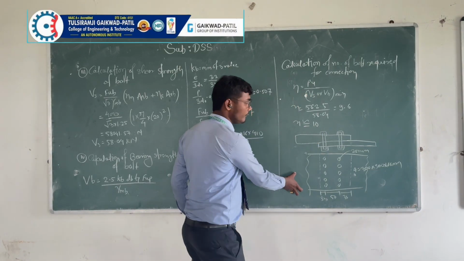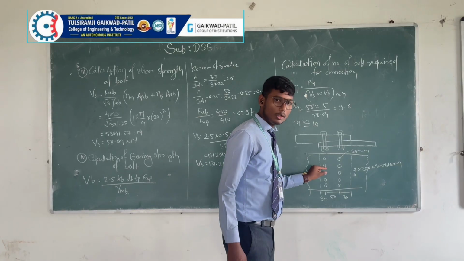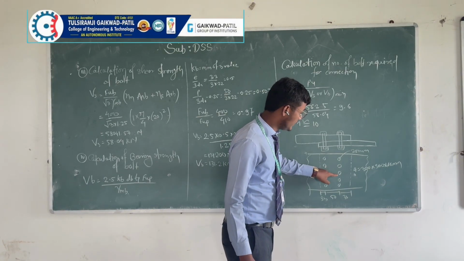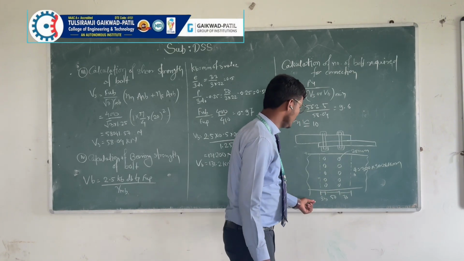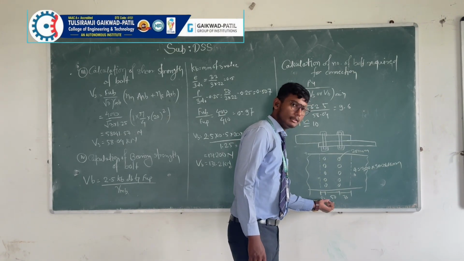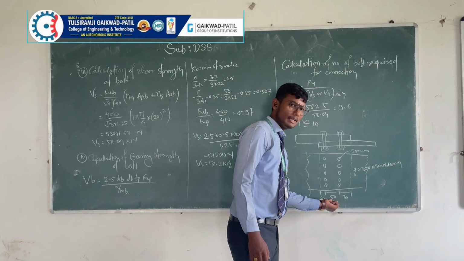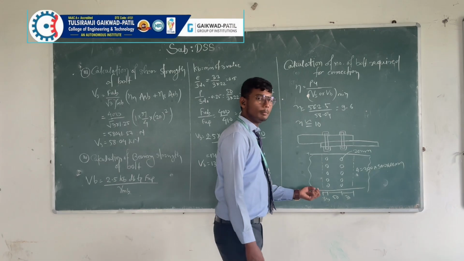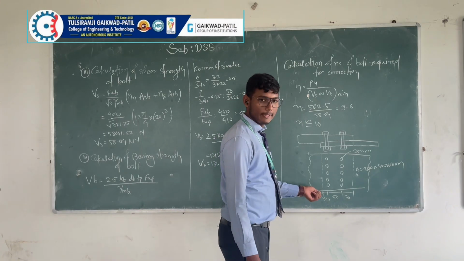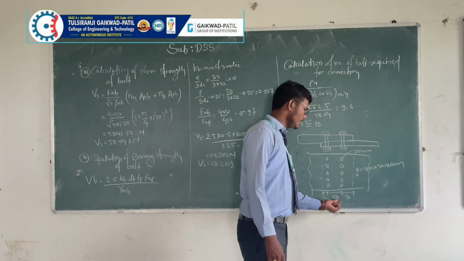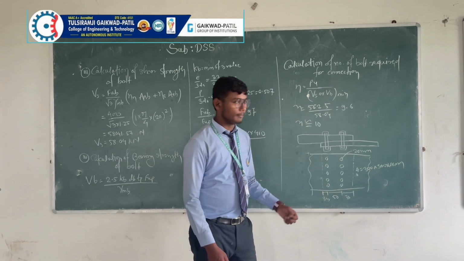This is the diagram. This is the number of bolts: 1, 2, 3, 4, 5, 6, 7, 8, up to 10. This is the n required. This is the diagram. The total number of bolts is 10. Then this is the end distance and this is the pitch distance. This is the diagram. Thank you.